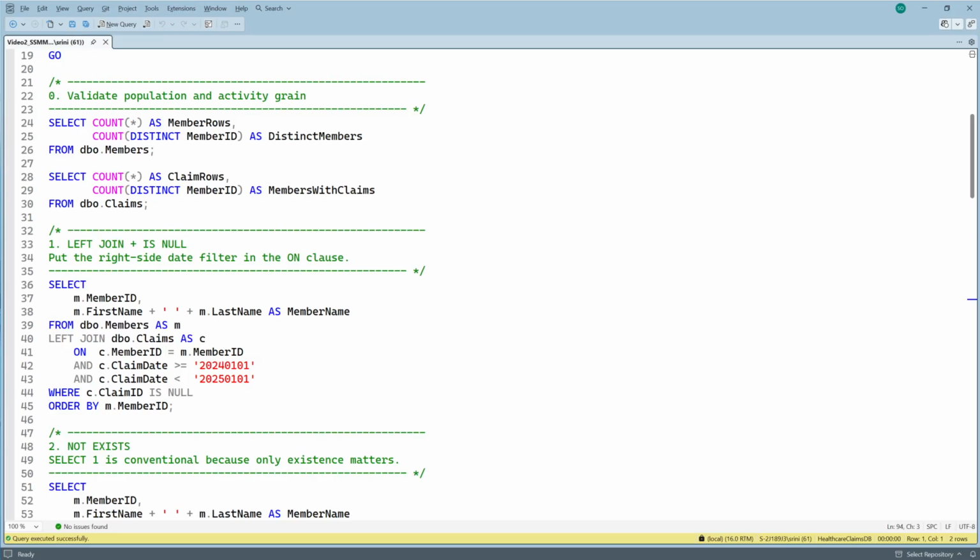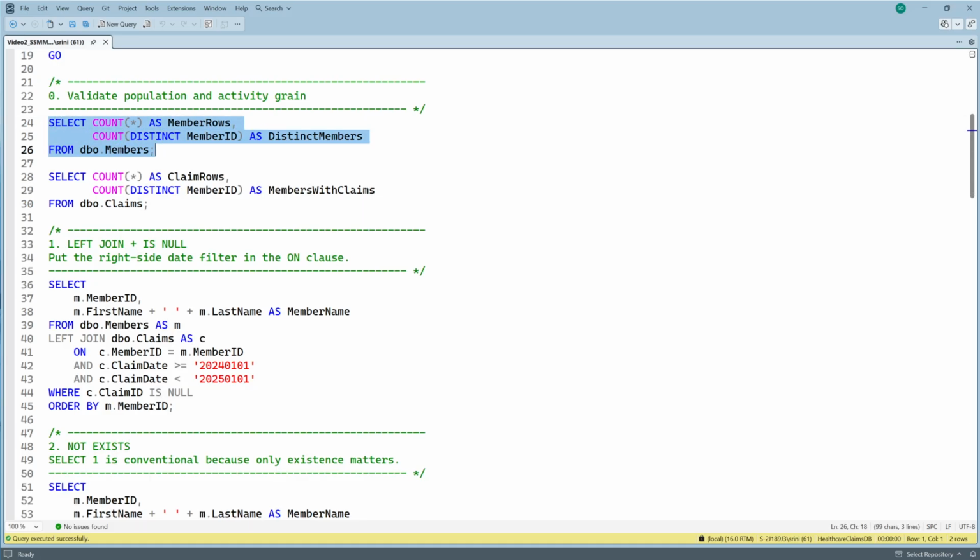Now we are moving into SSMS to prove the missing record logic with the real healthcare tables. Our business request is simple. Return one row per member who had no claims during 2024. Before writing an anti-join, I want to validate two things, the population table and activity table. Members is our population table, claims is our activity table. And the expected grain of the final answer is one row per member.